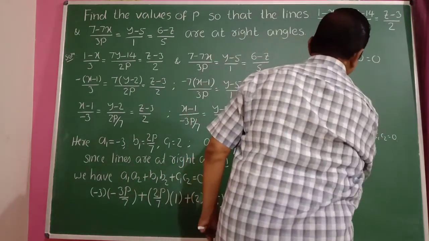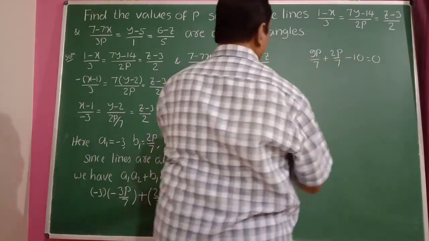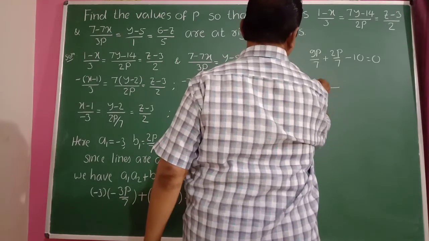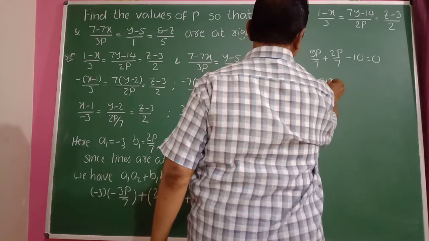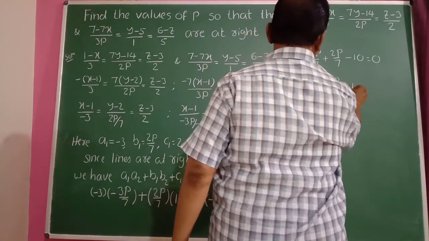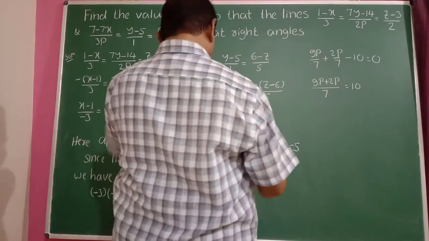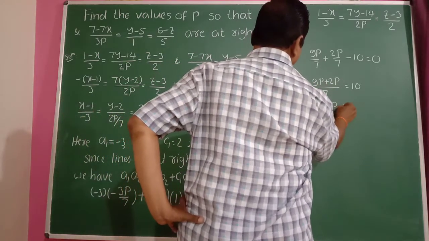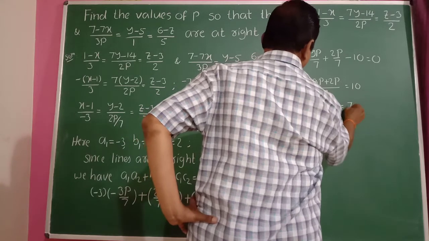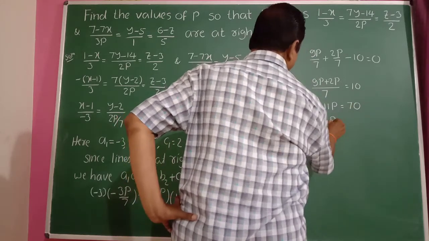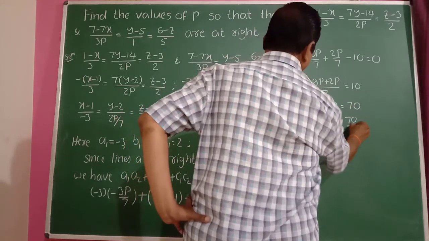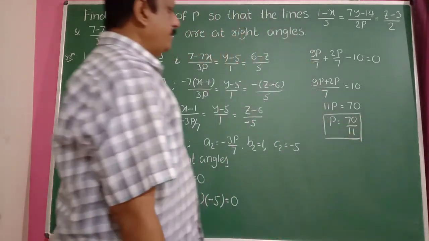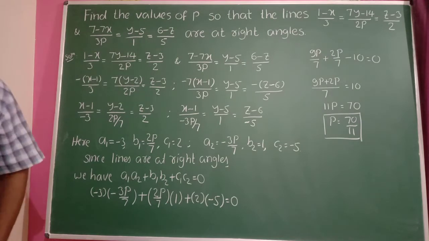Then take 10 to the right hand side, and here the LCM is 7. So 9p plus 2p is equal to 7 into 10. 9 plus 2 becomes 11, so 11p is equal to 70. Therefore p is equal to 70 divided by 11. So this is the value of p.